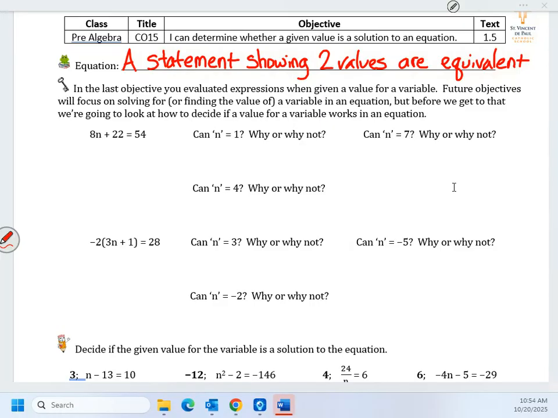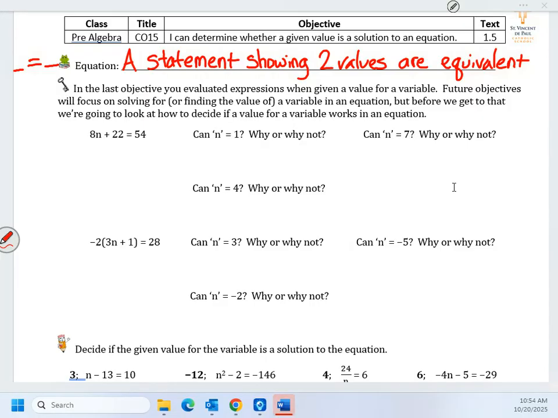In the last objective, you evaluated expressions for a given variable. Future objectives will focus on solving for or finding the value of a variable in an equation. But before we get to that, we're going to look at how to decide if a value for a variable works in an equation. So when we have an equation, there's always an equal sign. We have one side of the equal sign is equal to the other side.